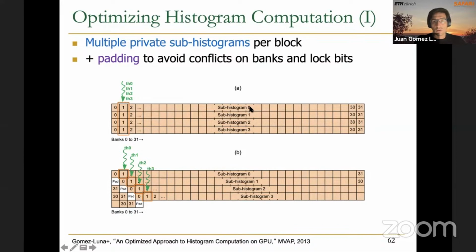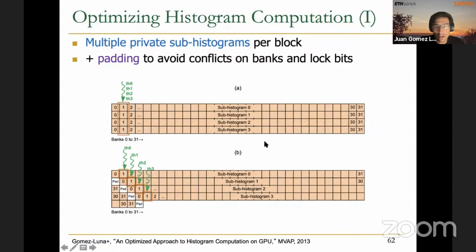In this case, subhistograms 0, 1, 2, 3, and these threads 0, 1, 2, 3 are going to update different subhistograms. For example, we can tell this thread 0, you always update subhistogram 0. This thread 1, you always update subhistogram 1, and so on. This way, we are also reducing the contention of the atomic operations in shared memory. But remember, depending on the size of the subhistogram, we may end up having bank conflicts.